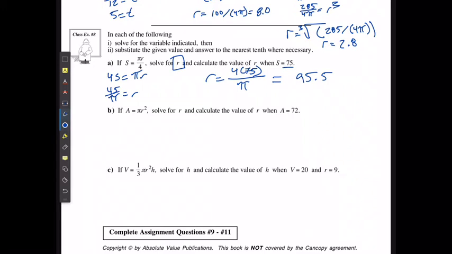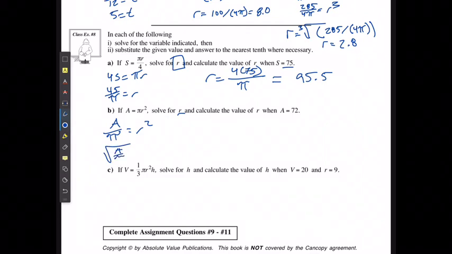For example B, if I'm trying to isolate r, then I would start by dividing both sides by pi and say that a over pi is equal to r squared. And then I'm going to square root both sides. The square root of a over pi is equal to r. If I'm solving for when a is equal to 72, what I'm putting in my calculator is r is equal to the square root of bracket 72 divided by pi. And that's going to give me 4.8.